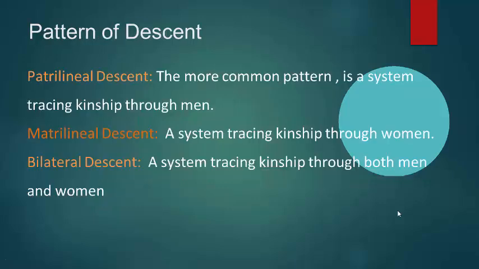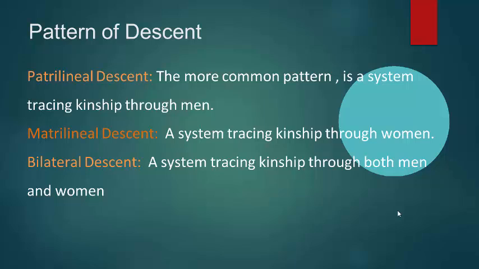Another division is on the basis of descent, to whom they belong: patrilineal descent, matrilineal descent, and bilateral descent. What is descent? Descent refers to the system by which members of a society trace kinship over generations, to whom their kinship is traced, to whom they belong. Most pre-industrial societies traced kinship through just the father's or the mother's side of the family. And patrilineal descent is more common.